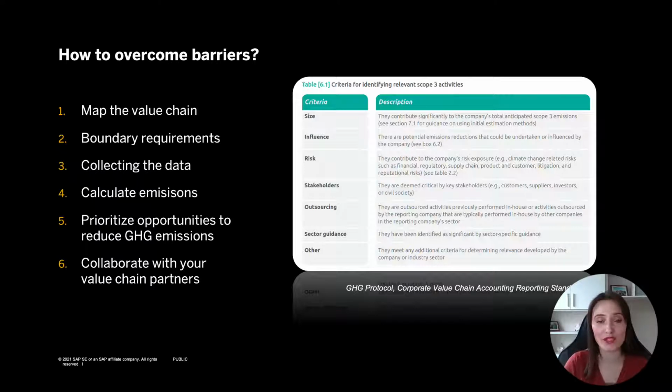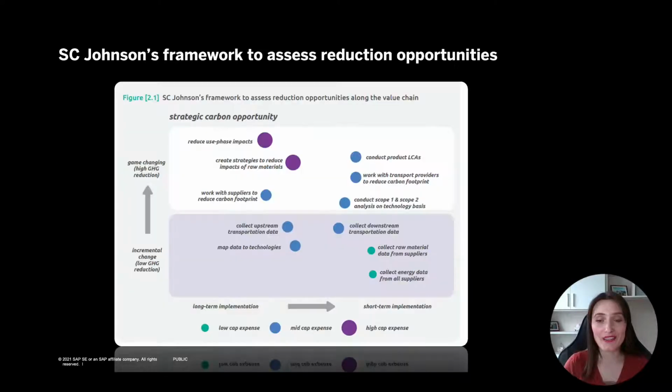And if you can look to the next slide, again, in the GHG Protocol reporting standard, there is also a framework to assess these reduction opportunities. And you can see here that there are some things which will cost less and some things which will cost you more.